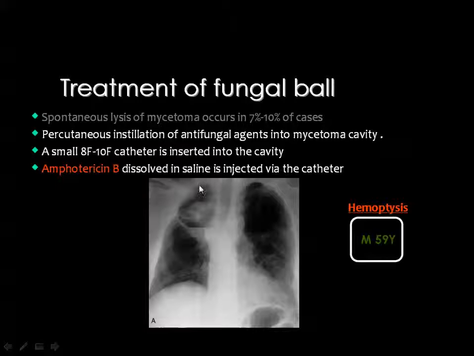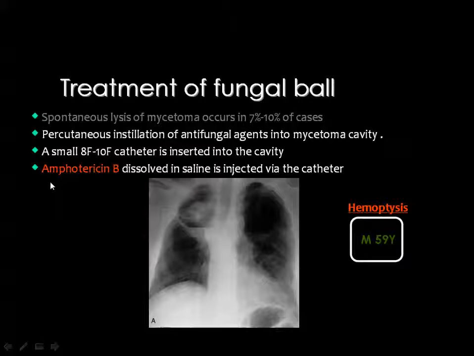Then in order to prevent this complication, we want to kill this fungus inside the cavity, and one of the techniques to kill the fungus is to inject an antifungal drug inside the cavity many times or on several settings in order to ensure adequate killing of the fungus itself.